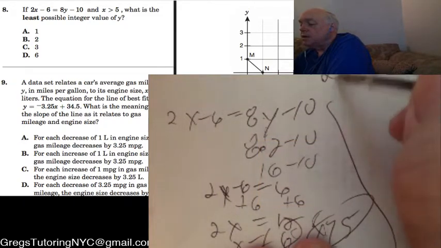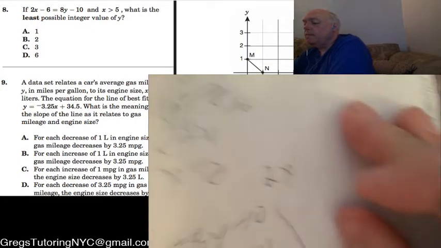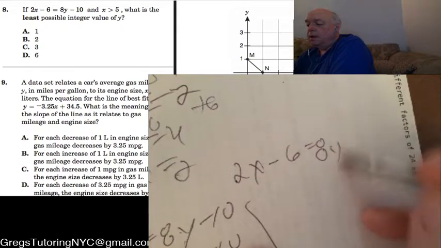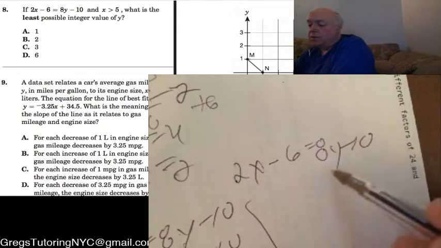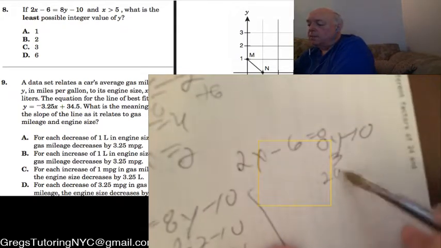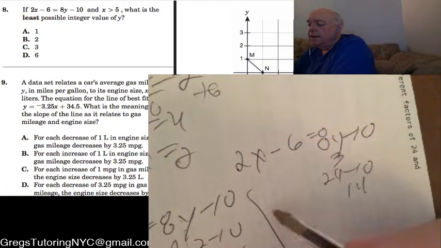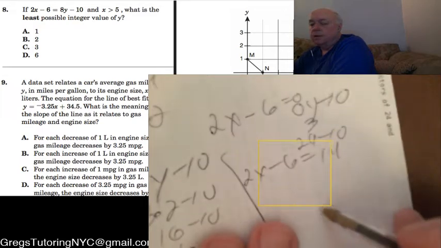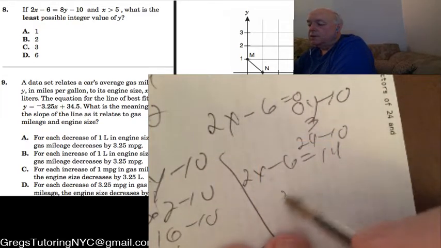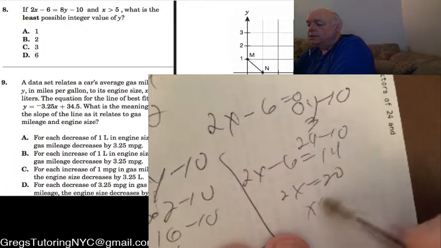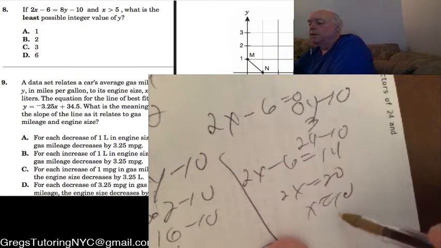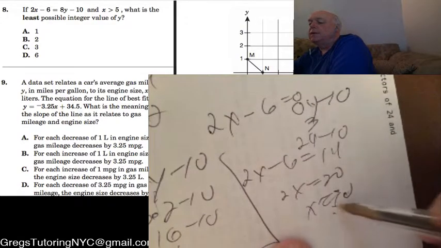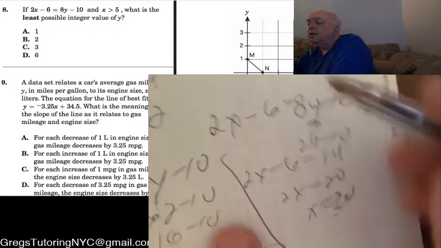So we have 2x minus 6 equals 8y minus 10. So if y is 3, we get 24 minus 10, we get 14. And we have 2x minus 6 equals 14. Okay, so we add 6. So we get 2x equals 20 and x equals 10. So that jives. It shows us that y is too large at this point, but it's still jiving that x is greater than 5. So it's an indirect confirmation.